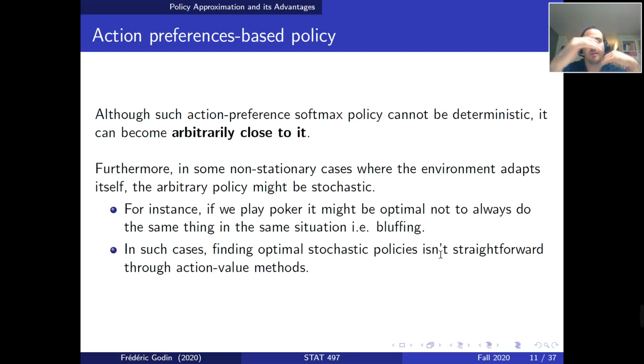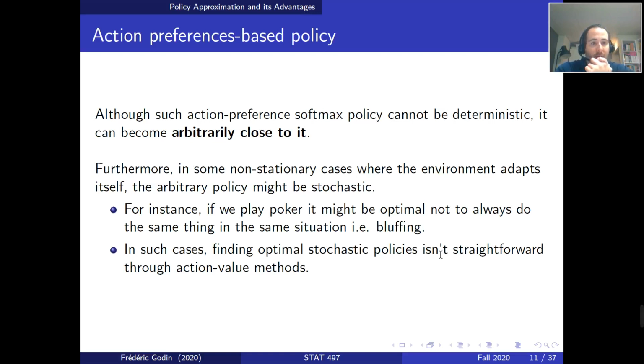For example, if you repeatedly play chess against somebody else, not only will you learn from that person, but that person will learn from you, and transition probabilities might be different because the other person might be learning to play against you. In these kinds of circumstances, the optimal policy might not be deterministic. For example, if you play poker, sometimes it's better to bluff.